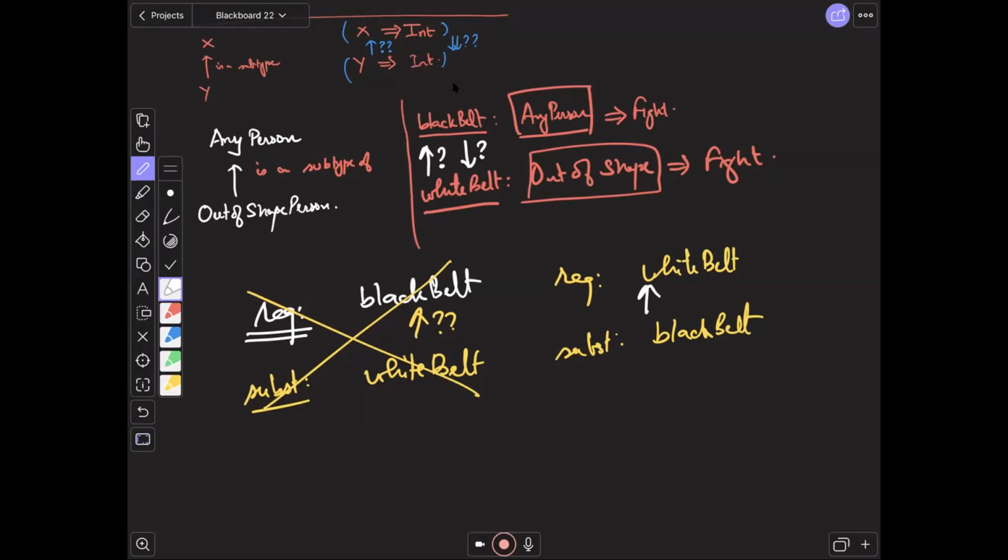Yeah, they're all good actors, let's say. Yeah, right. So if I knew how to fight any person, I could always fight an out of shape person. That's another way of putting it. So the direction of the relationship is the other way around. So even though an out of shape person is a subtype of any person, a function from any person to fight is a subtype of a function from out of shape person to fight.